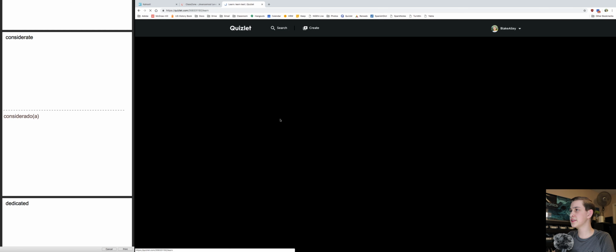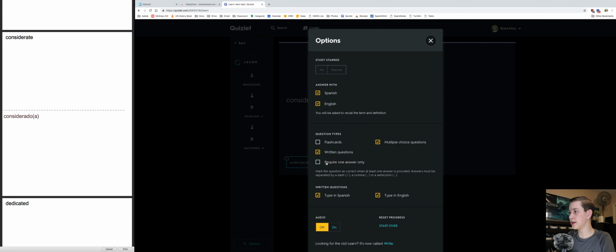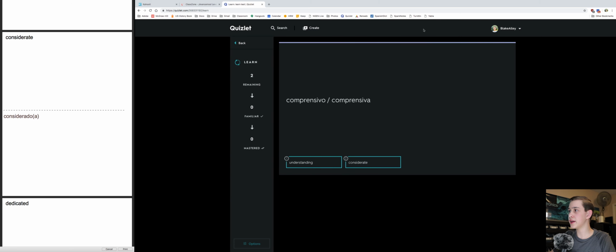Now if someone is studying this in Learn mode, they can come down to Options and show the grading options. If a term is separated by a slash, checking that box will allow you to type in only one of the separated terms, which is quite helpful for Spanish and also other things that may require two terms for the same definition. So that's something to keep in mind when creating sets like that.